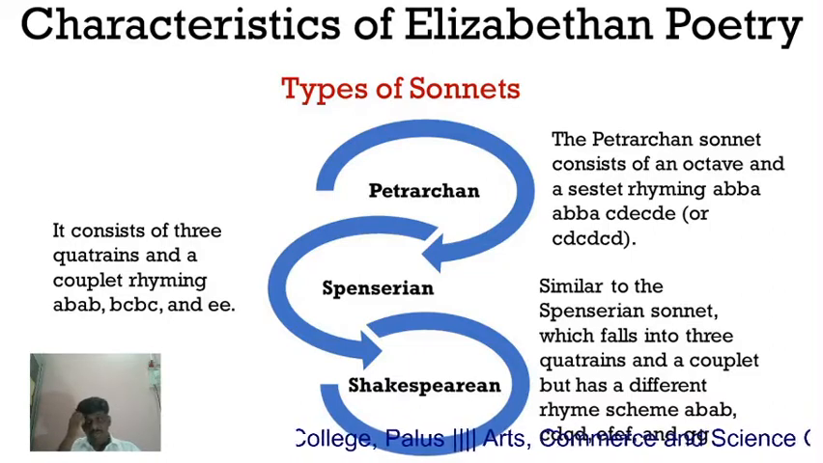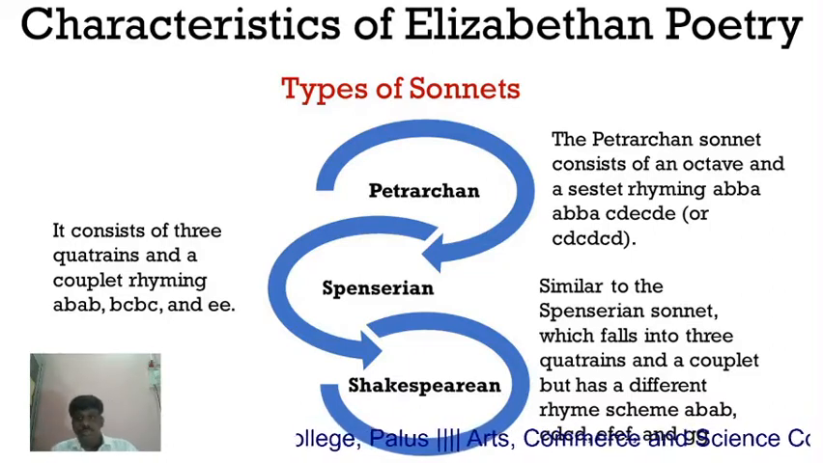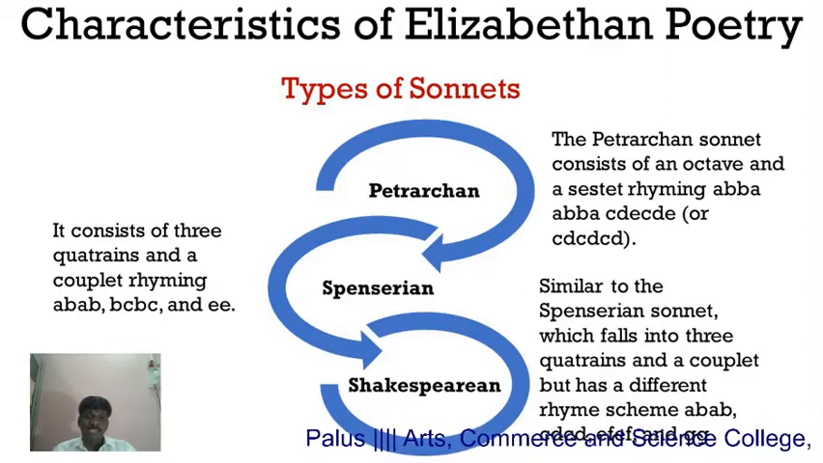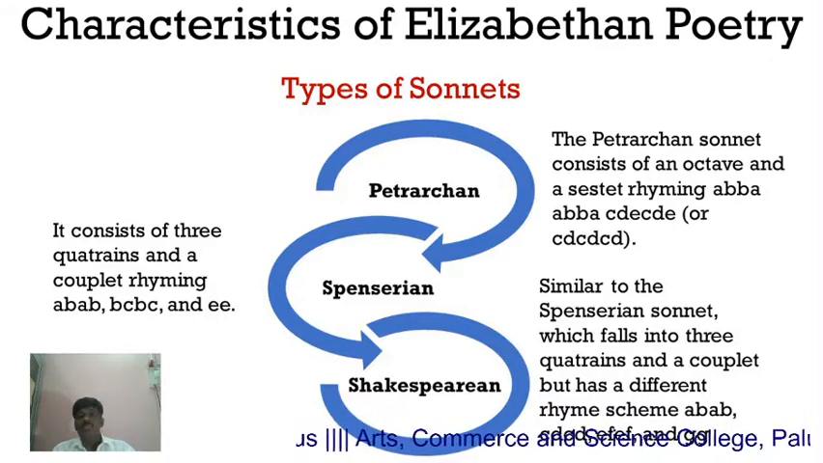So the Petrarchan sonnet is divided into two parts. One is the octave, that is 8 lines, and the other is the sestet, that is 6 lines. The octave is an argument, and the sestet is an elaboration of that argument in 6 lines. Its rhyme scheme is a very typical one. It is ABBA ABBA CDE CDE, or many times CDC DCD. So this is what a Petrarchan sonnet is.